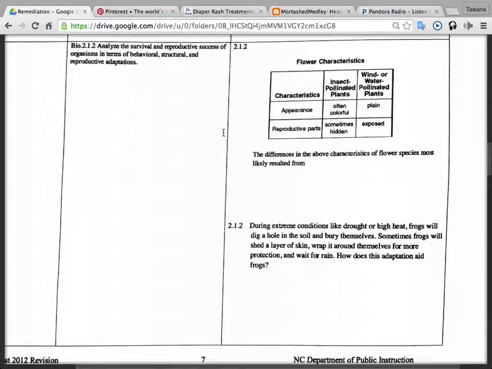Now let's break this down really quickly. The two characteristics we're looking at are appearance and reproductive parts. The one thing that I'm going to look at immediately is appearance, because that's easily seen. You have two different processes: insect pollinated plants and wind or water pollinated plants. How are insect pollinated plants pollinated? It's an obvious question. Insects. So you have buzzer, buzzer, buzzer, and it goes to another plant, right?